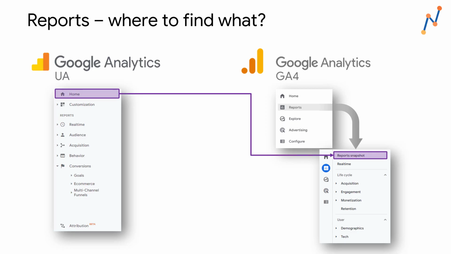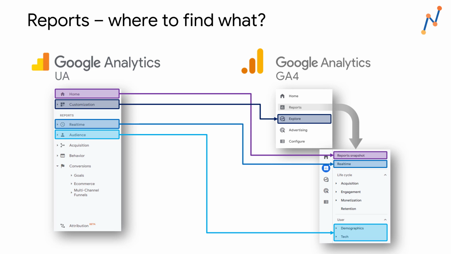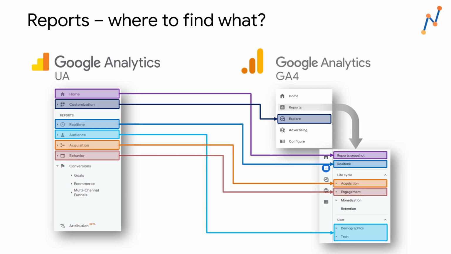Useful content from Home now can be found in Reports Snapshot. Customization has more or less been dropped, but the Explore section in GA4 is an excellent successor for this. The Real-time report is named the same, but has been significantly condensed to only one single report. Some of the audience reports can now be found in Demographics and Tech. Everything else has disappeared. Also, Acquisition is named the same, but has been reduced to a few reports. Behavior can now be found under Engagement and also has been reduced to only a few reports.